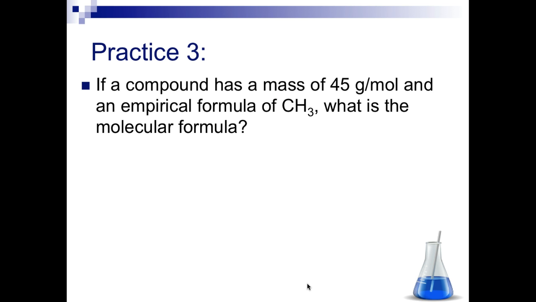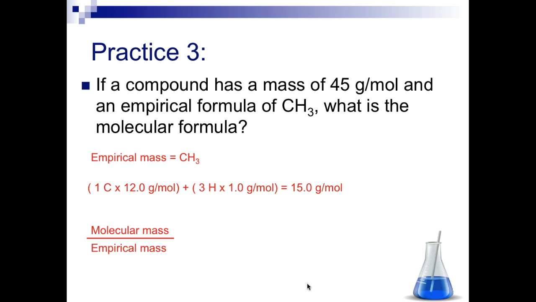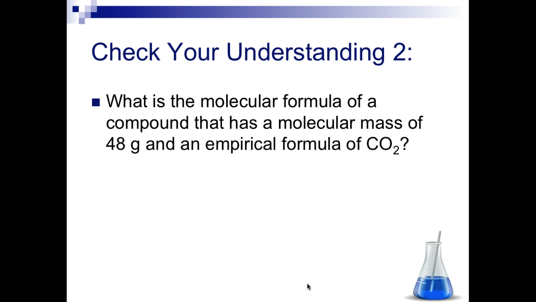Final practice. If a compound has a mass of 45 grams per mole and an empirical formula of CH3, what is the molecular formula? Pause the video and unpause when you're ready. Great, well, welcome back. Calculate the empirical mass. Plug into our formula. We get 3. And so we multiply our empirical formula by 3 to get our molecular formula. Check your understanding. Try this at home, and we'll go over this in class tomorrow.